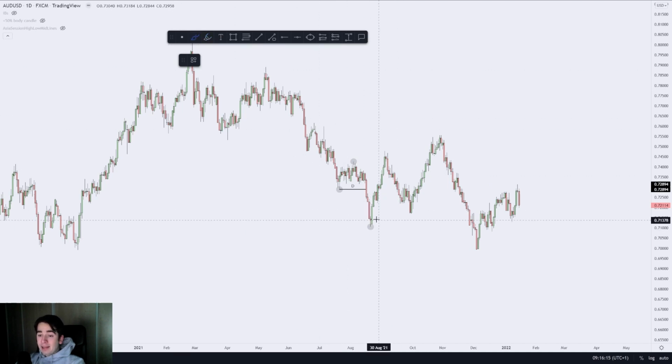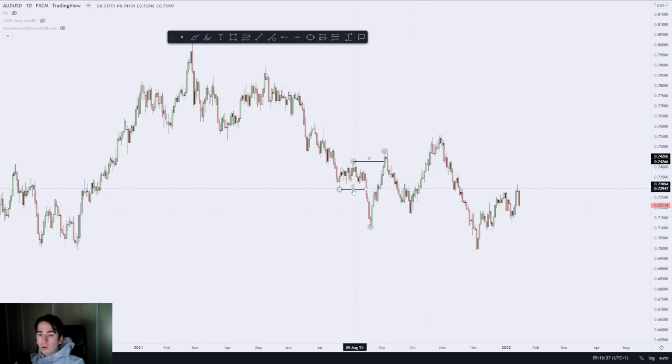Shortly after that, we get a pullback. However, this high broke this high, which means that Aussie dollar flipped bullish for a moment. As we can see, flips bullish. This becomes your high. So which low broke this high? Well, that was this low over here. Then we get that retracement back down. Then after that, we get upside continuation.